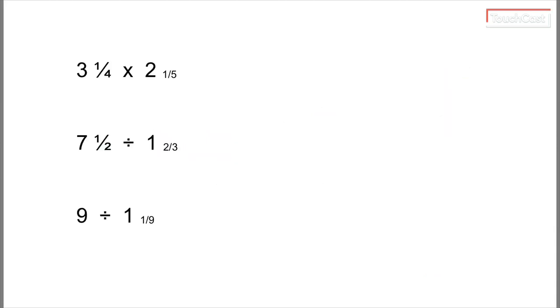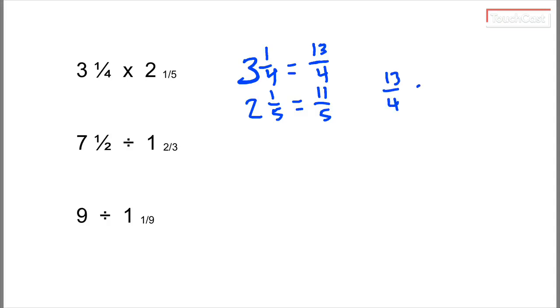Now looking at some more examples. 3 1/4. We have to convert that into an improper fraction. That is 13 over 4. 2 1/5 becomes 11 over 5. So we are multiplying 13 over 4 and 11 over 5, following the same steps as before.